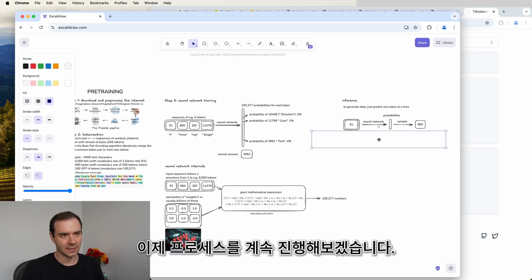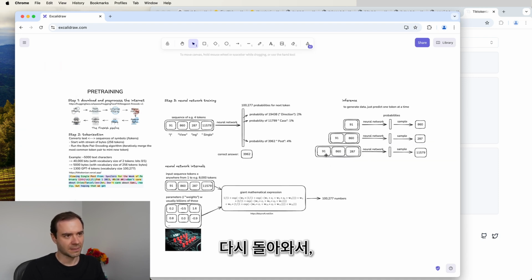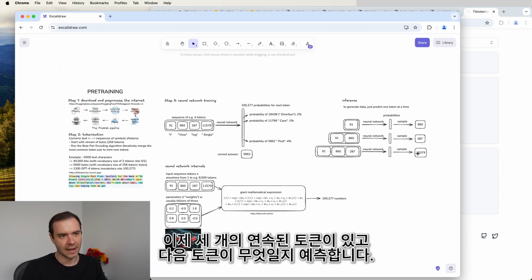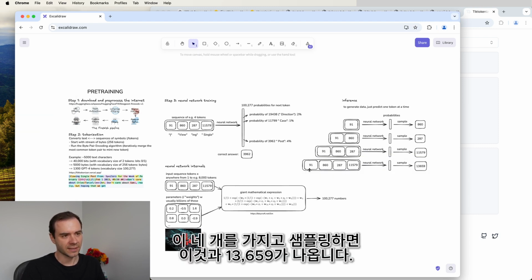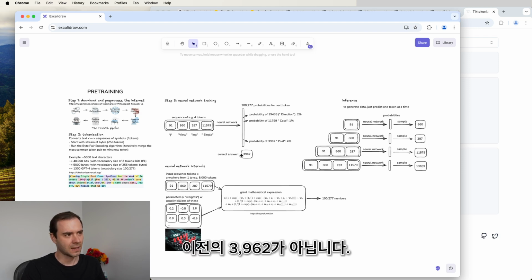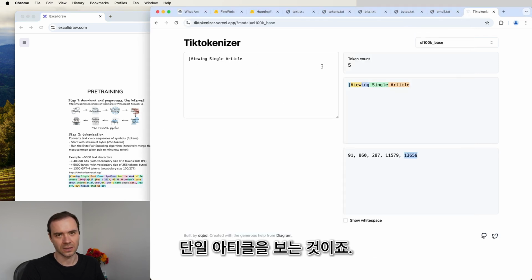So let's now say that we continue the process. So after 91, there's 860, we append it, and we again ask, what is the third token? Let's sample, and let's just say that it's 287, exactly as here. Let's do that again. We come back in. Now we have a sequence of 3, and we ask, what is the likely fourth token? And we sample from that and get this one. And now let's say we do it one more time. We take those 4, we sample, and we get this one. And this 13659, this is not actually 3962 as we had before. So this token is the token article instead. So viewing a single article.